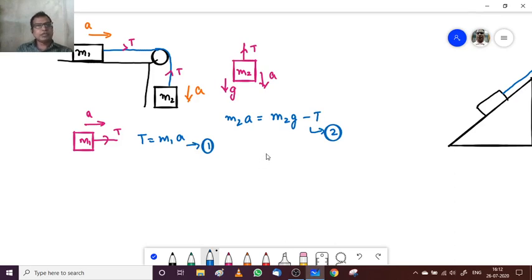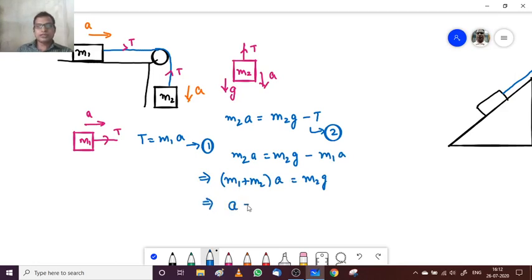Now let's find out the acceleration of the system. If I substitute this over here, I get m2a equals m2g minus m1a. That is nothing but m1 plus m2 times a equals m2g. So the equation for acceleration is a equals m2 upon m1 plus m2 into g. This is the acceleration of the system, and mass m1 will have the same acceleration as mass m2.